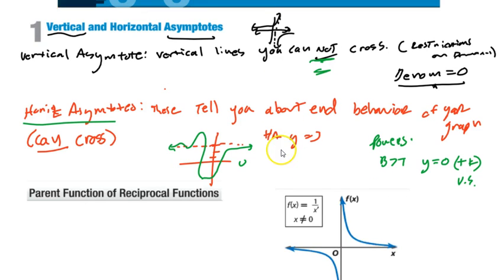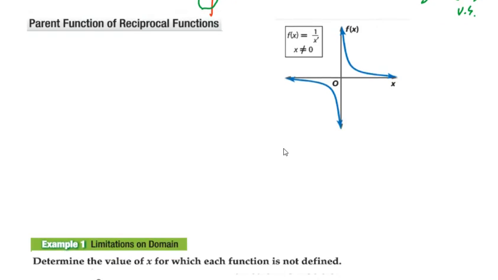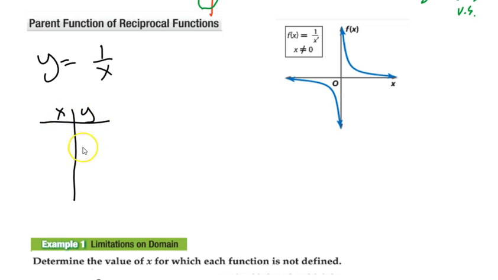So with that idea in mind, let's talk about a basic reciprocal graph. That's this one. So a basic reciprocal function looks like this: 1 over x. And as always, let's make a table, x, y. Let's make it a little different. Let's do -2, -1, -1/2, so you can see what that does. And then we'll do the opposite: 1/2, 1 and 2.